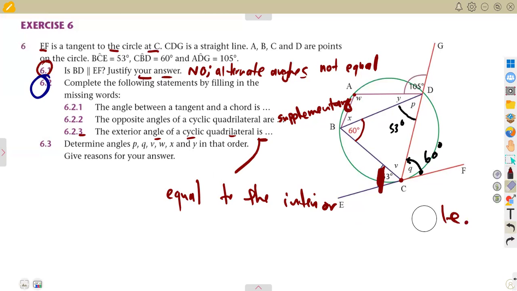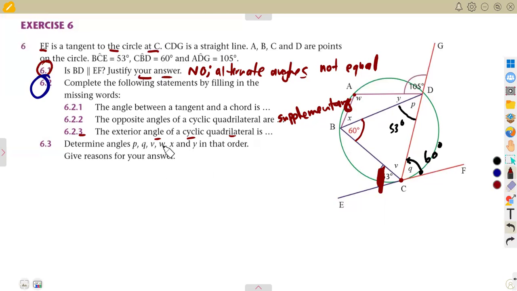That's the idea of a cyclic chord, and the exterior angle there. The other part was to determine angles P and so on, in that order, and give reasons for your answers. So let's see P. Already we said P is going to be 53 degrees.